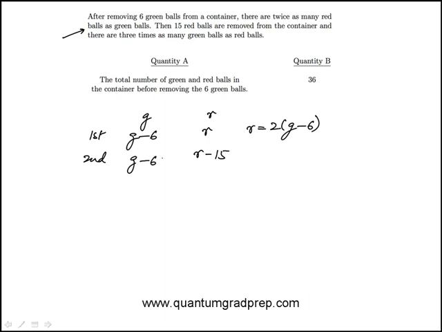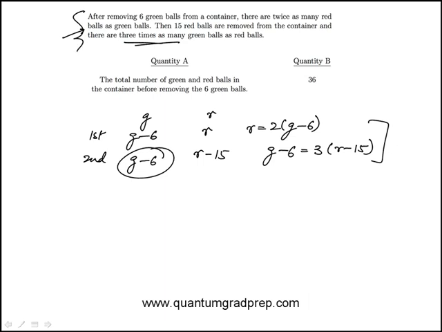Now the relationship is that the number of green balls is 3 times the number of red balls. So again, you want to translate that carefully. G minus 6 is 3 times R minus 15. So those are the two equations. What makes this problem difficult is that it's nearly impossible to do this by guessing numbers. You can't really do anything other than following that format, and that's what makes this problem difficult.